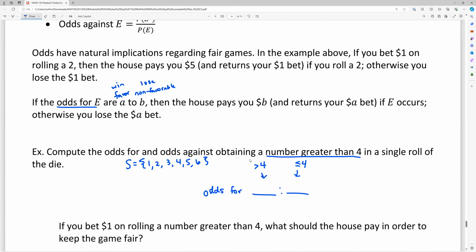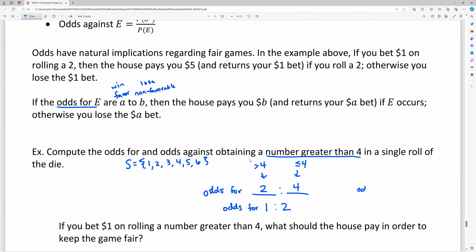So there are only 2 numbers on the die that are greater than 4. So this would be a 2. There are 4 numbers on the die that are not greater than 4. So that would be the less than or equal to 4. Now we usually reduce our odds down. So this is a 1 to 2 odds for. So for every 1 favorable, there's 2 non-favorable, is essentially the reduced amount.